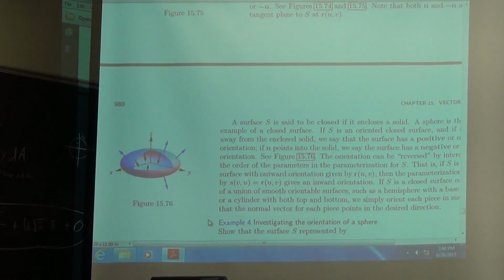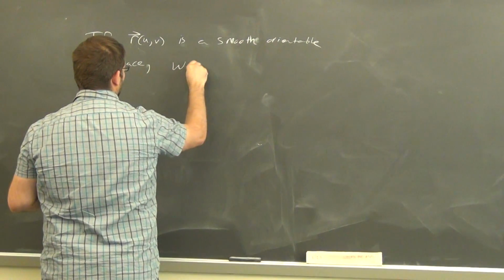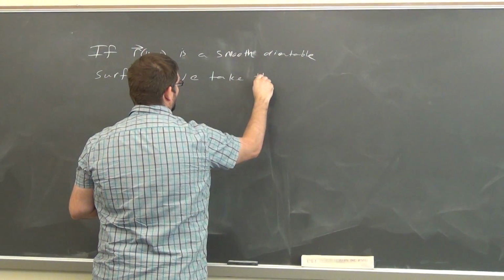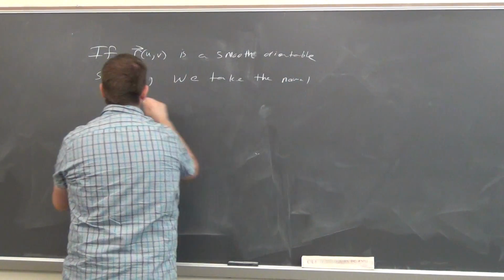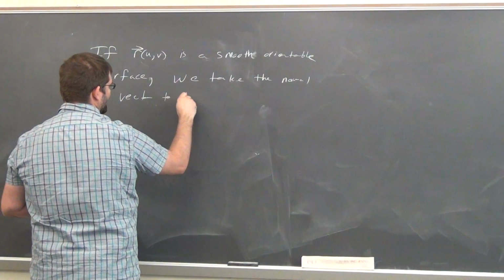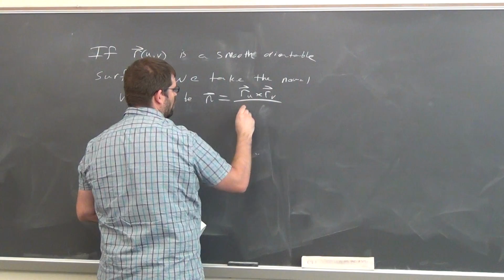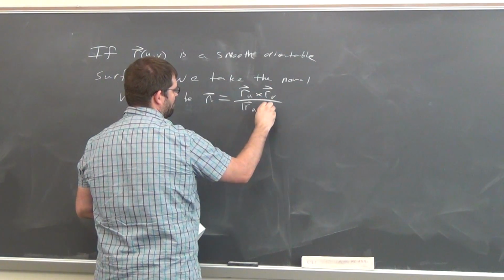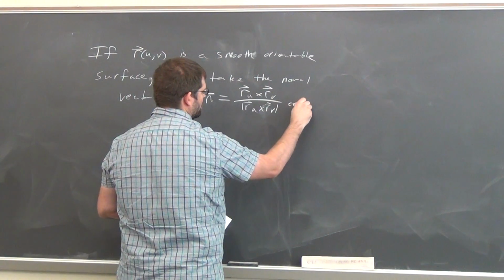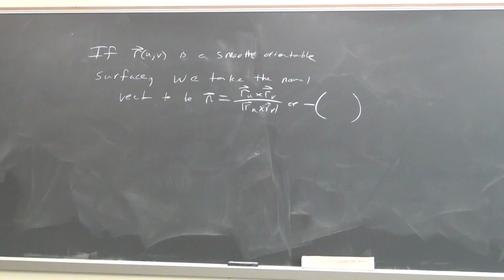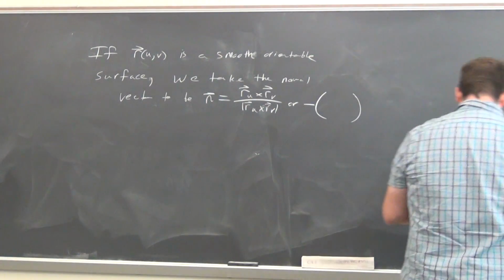And so I'll just say this. We take the normal vector n to be r sub u cross r sub v over the magnitude of that, or negative that same thing. And then I'll just say it in words: if S is closed, we take it to point out.